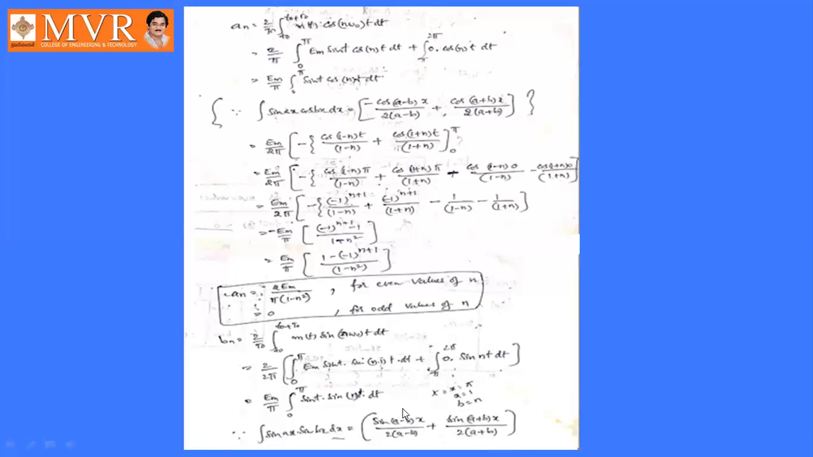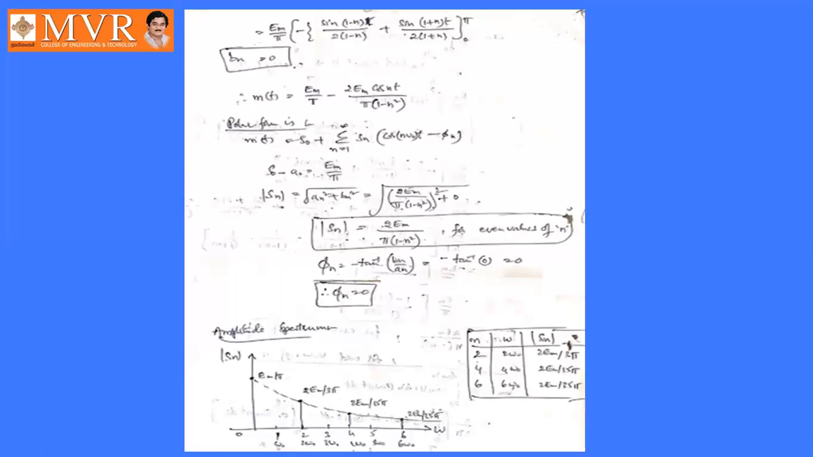It is also in the form of the formula, the integral of sin ax sin bx dx, which is equal to sin (a minus b) x by 2 (a minus b) minus sin (a plus b) x by 2 (a plus b). So substituting in this problem, it will become Em by pi into minus of sin (1 minus n) t by 2 (1 minus n) plus sin (1 plus n) t by 2 (1 plus n) from 0 to pi. So it will become 0, so the Bn term will become 0 here.